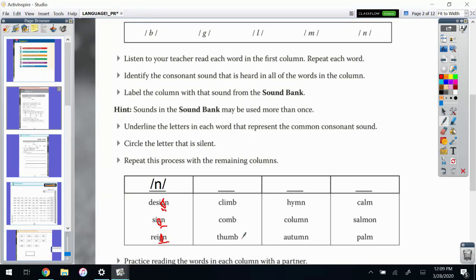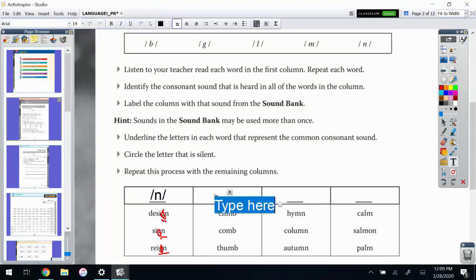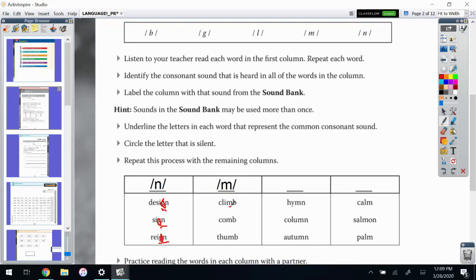Let's look at our next one. Climb, comb, and thumb. You don't hear the B in these words. You only hear the m at the end. So let's write m. Then we will underline the letters that they all have in common. That's the MB. And we'll circle this letter that is silent. We don't say comb or thumb. All of those letter B's are silent.